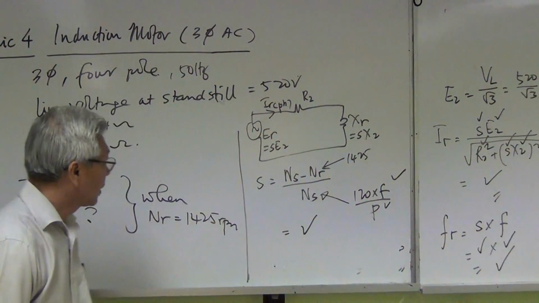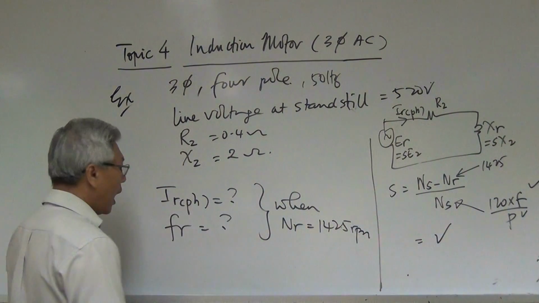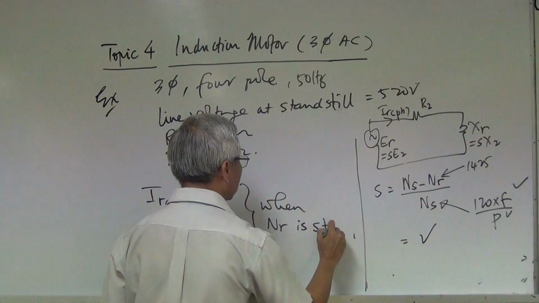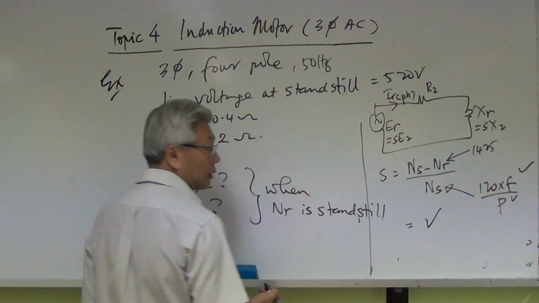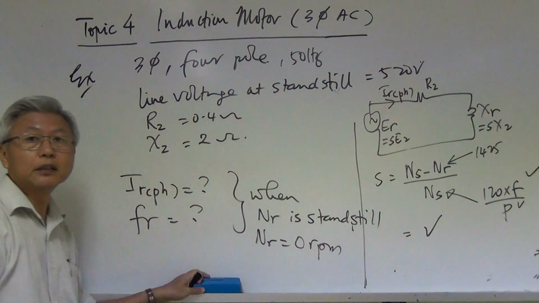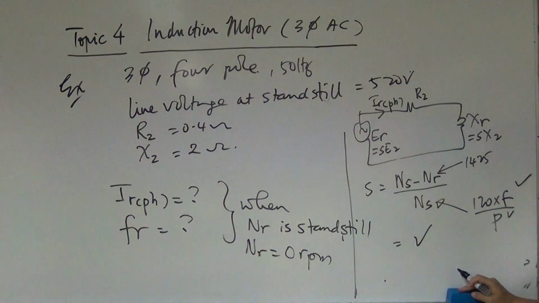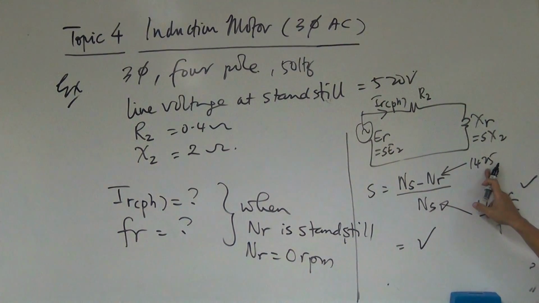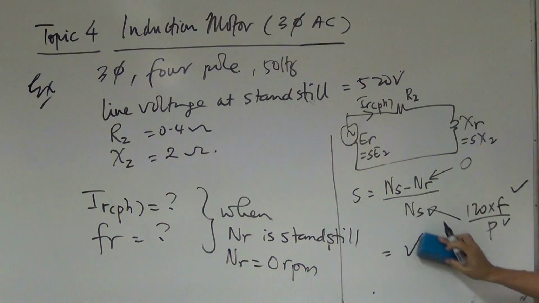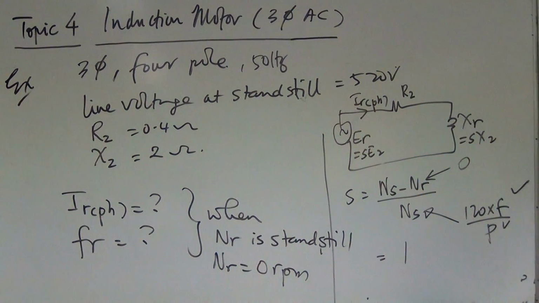Part B. It's the same exercise, but now NR is not 1425, NR is standstill. What's the meaning of standstill? Standstill means NR equal to 0 RPM. It has not moved yet. So you redo your mathematics. This time NR is equal to 0. Slip is therefore equal to 1. When the motor hasn't moved, the slip is always equal to 1.